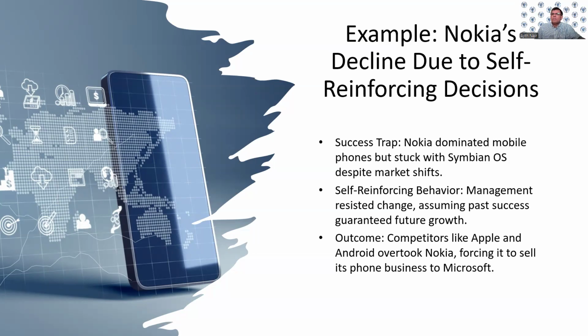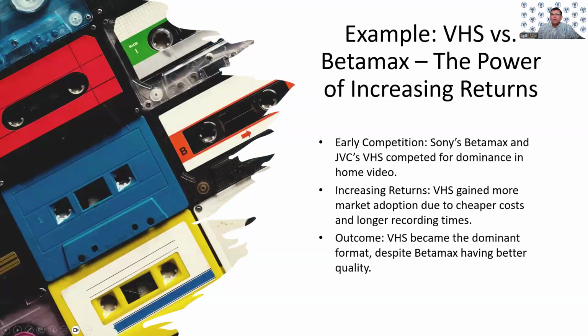to come up with an innovative way by which they could compete effectively in the marketplace. So Nokia's market collapse was the outcome. Apple and Android overtook Nokia, offering more user-friendly and developer-supported platforms. Nokia attempted to partner with Microsoft's Windows OS, but it was too late. Sales were going down, and Nokia was forced to sell its mobile division to Microsoft in 2014. So Nokia's decline shows how a self-reinforced decision can create a path dependency where the leaders become locked into outdated strategies.